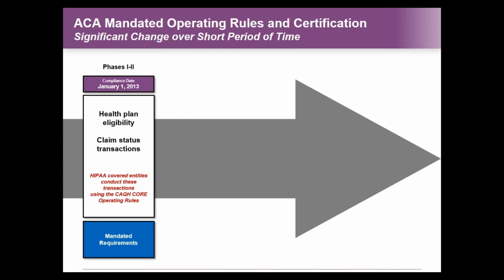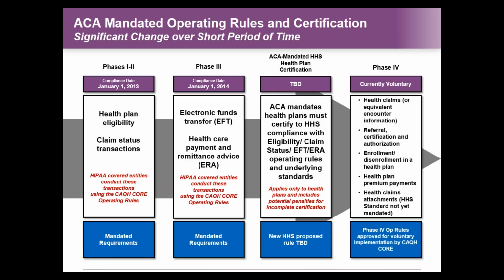If we see on the next slide, with regard to the mandate, as many of you know, CORE was designated as the operating rule author by HHS for the ACA required mandates. There were 4 major things that related to operating rules in the ACA, and they were all in Section 1104. The first 2 related to eligibility, claim status, EFT, and ERA. Those operating rules and the underlying standards for them are out. They're mandated. Everyone should be following them. If you are on the line and you're an entity that's not getting the benefit of those rules, or you're not quite done implementing them, you want to get them done. They are required, and we want to get the benefits out.